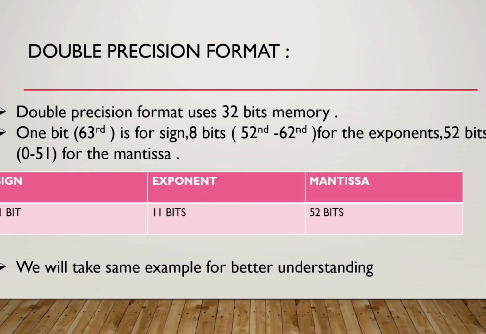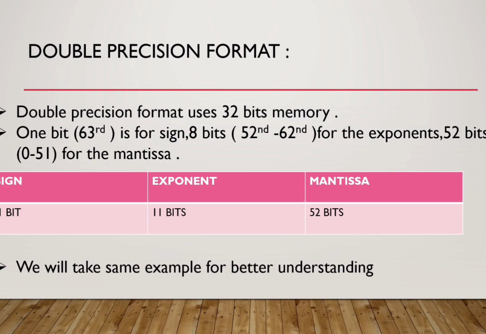Double precision format. Double precision format uses 64 bits of memory. 1 bit, bit 63, is for the sign, 11 bits, bits 52 to 62, for the exponent, and 52 bits, bits 0 to 51, for the mantissa. Sign 1 bit, exponent 11 bits, mantissa 52 bits.